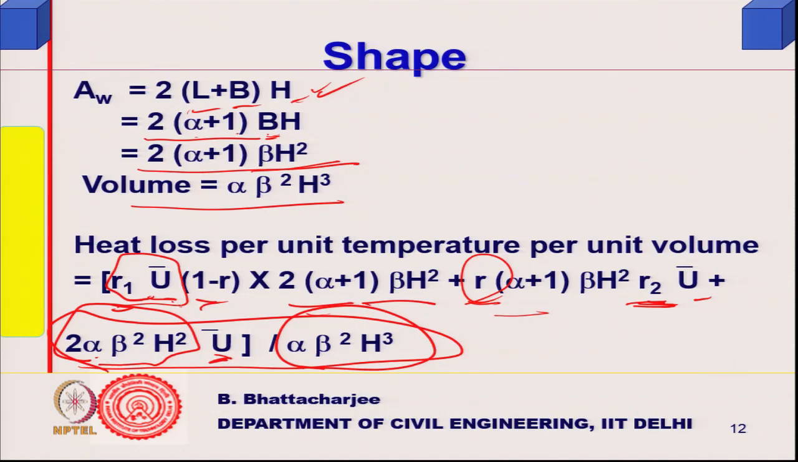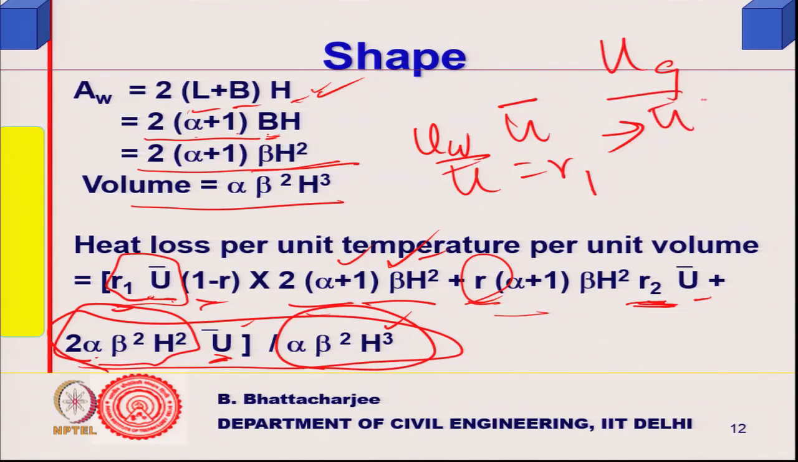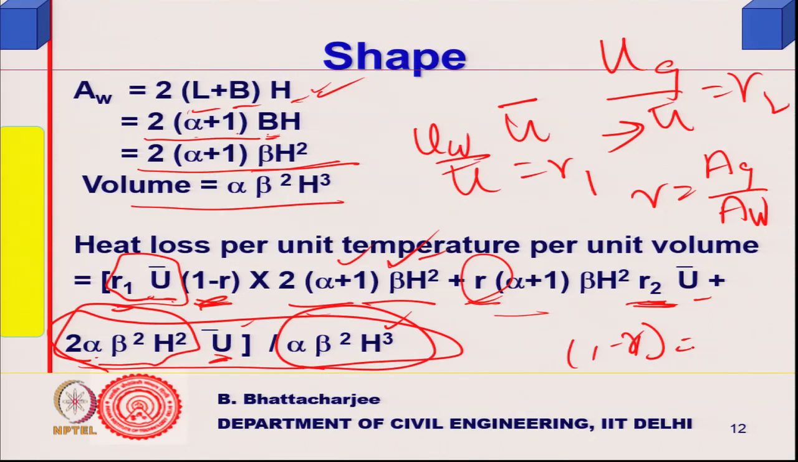So, per unit volume you can calculate everything in terms of alpha, beta, h and u bar, because we are saying u w by u bar is equal to r1, u glass by u bar is equal to r2, and this is directly u bar. This r stands for the area of the glass divided by the total area of the wall, and 1 minus r is the solid portion of the wall, and that is how we have done.